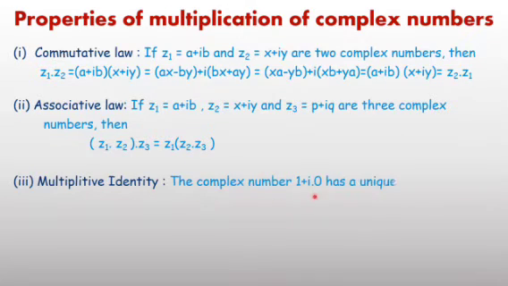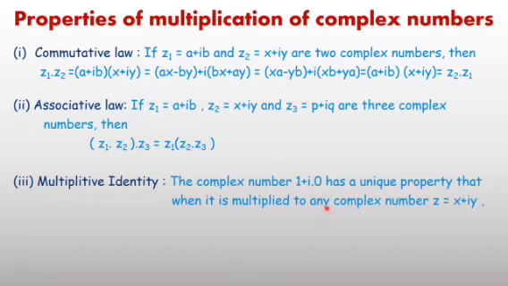Multiplicative identity: 1 plus i into 0 is known as the multiplicative identity, because if you multiply any complex number by 1 plus i0, the complex number remains unchanged.